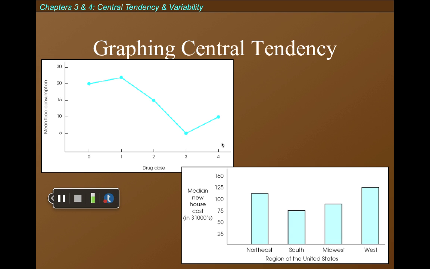Now, central tendency can be graphed in many ways, and you do see the graphs. In this one, the bottom graph is a histogram, and a histogram just shows the average cost of houses in the Northeast, South, Midwest, and West. Apparently, this graph did not include Nashville because the South would be much higher if it did. But that's the median cost of new houses.